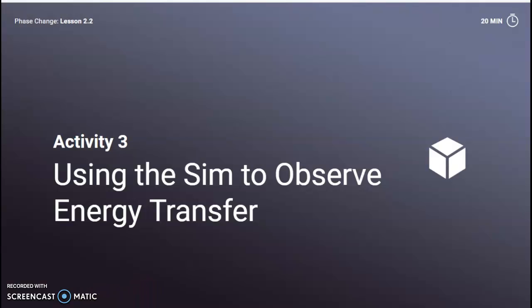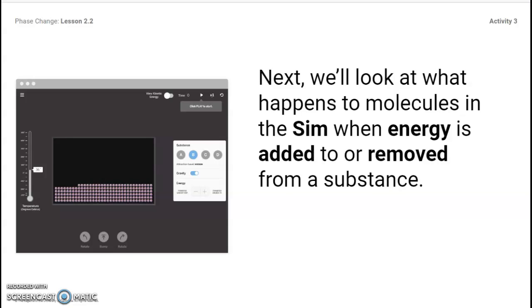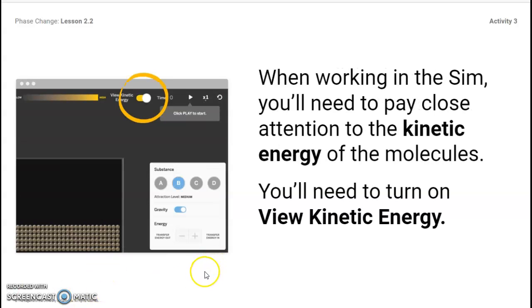So in activity 3, you're going to use the sim to observe an energy transfer. So now that we looked at it on a macro scale, we're going to look at it on a micro scale. So we're going to look at what happens to the molecules in the sim when the energy is added to or removed from the substance. When working with a sim, you'll need to pay close attention to the kinetic energy of the molecules, and you'll need to turn on view kinetic energy on your sim. Make sure you turn that view kinetic energy mode on in the upper right-hand corner.